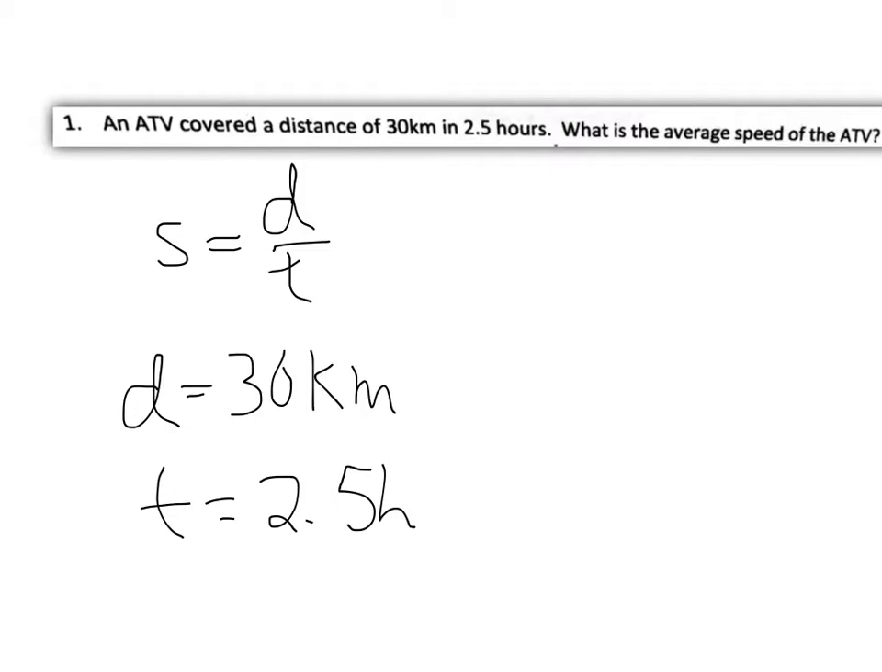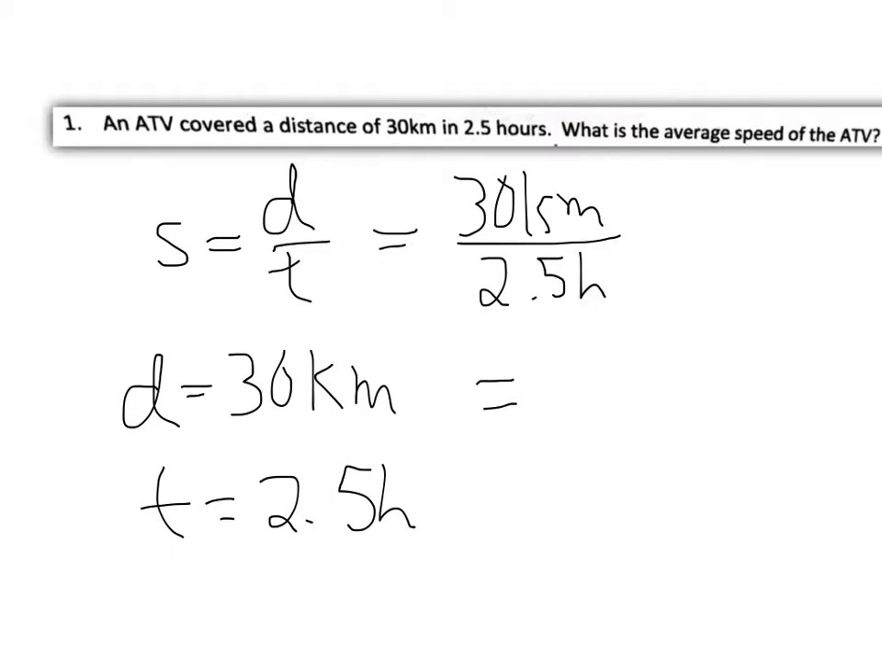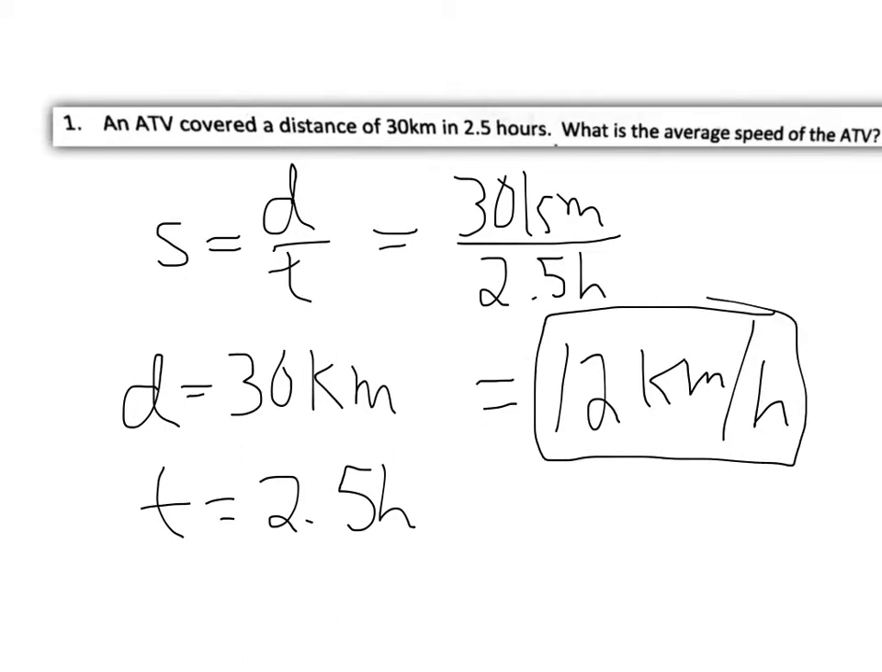So we're just going to plug in our values. For D, we got 30 kilometers. For T, we have 2.5 hours. We don't have to change the hours to seconds or anything like that. We can leave it in kilometers per hour. And when we divide 30 by 2.5, we get 12 kilometers per hour. We don't need a direction or anything. That's all it takes to solve there.